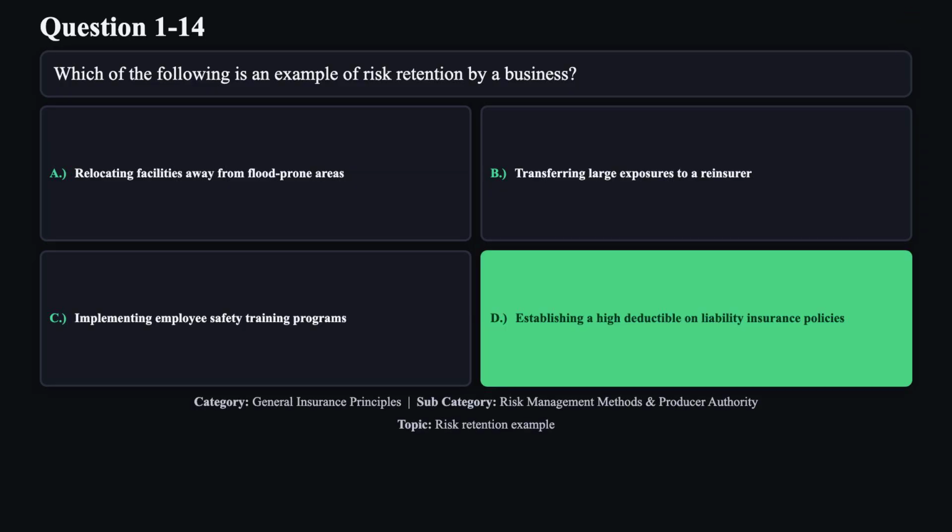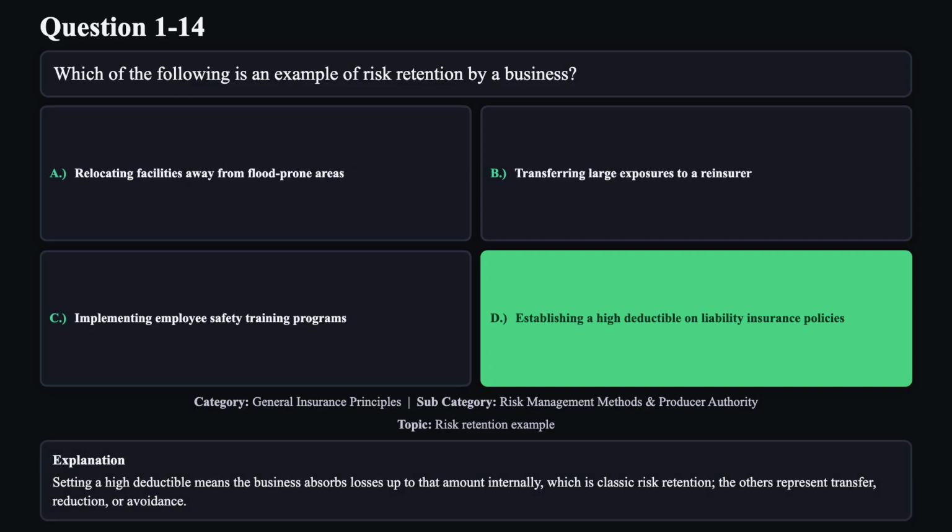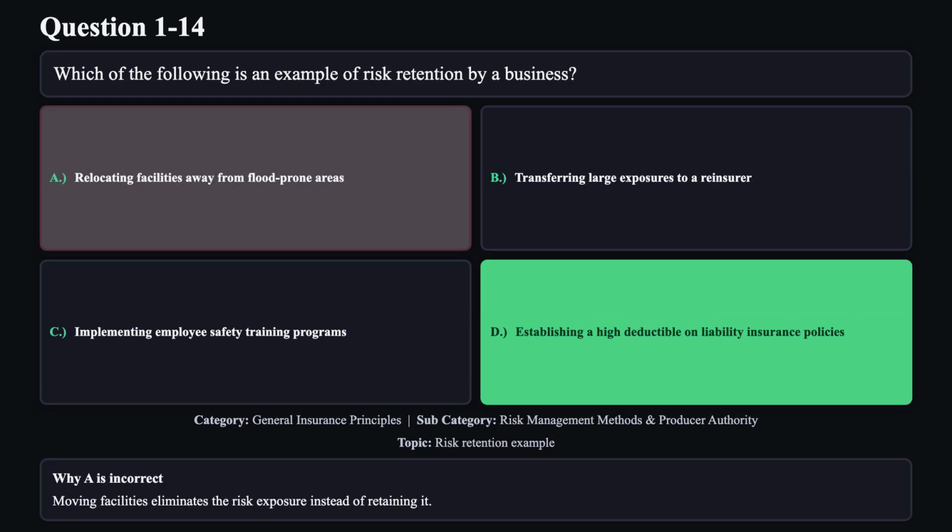The correct answer is D. Setting a high deductible means the business absorbs losses up to that amount internally, which is classic risk retention. The others represent transfer, reduction, or avoidance. Reason A is not correct. Moving facilities eliminates the risk exposure instead of retaining it.